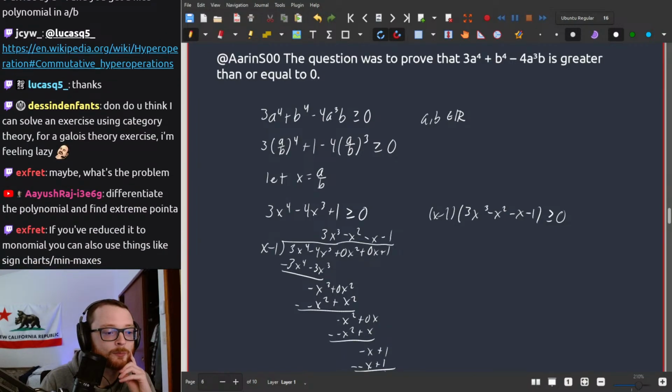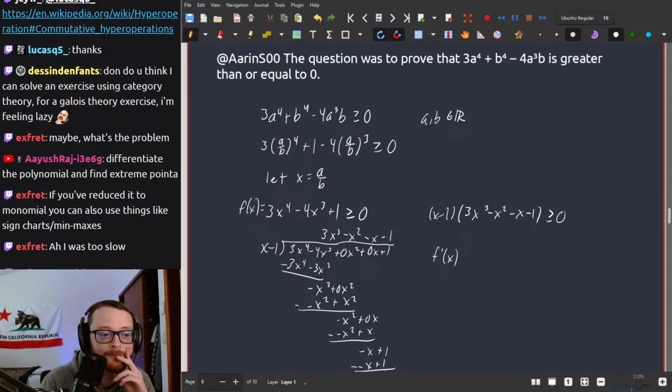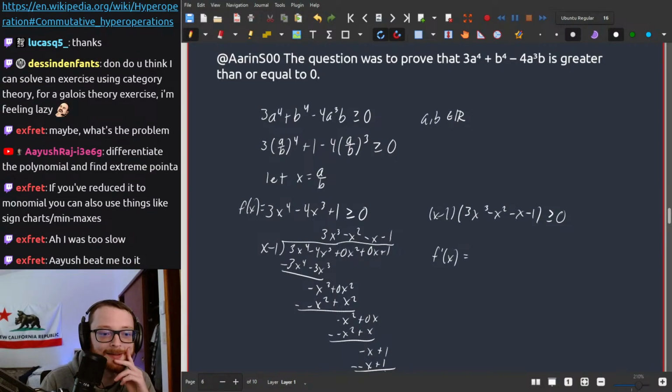Differentiate the polynomial and find extreme points. That would be, you know, Ayush, that's way faster than my idea. Damn it. Yeah, that's way better. If we can just show that the minima are positive or 0, that's enough. Oh yeah. Well, that means that I'm coming in third at best here.